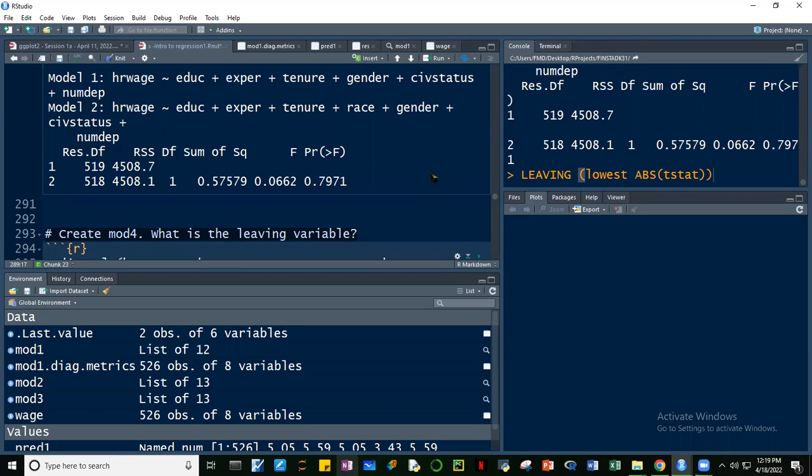Kindly answer in the chat box, guys. Do we reject the null hypothesis or fail to reject the null hypothesis? What will be our conclusion? Reject or fail to reject? 0.790, 0.8 guys, huh? Almost 0.8.